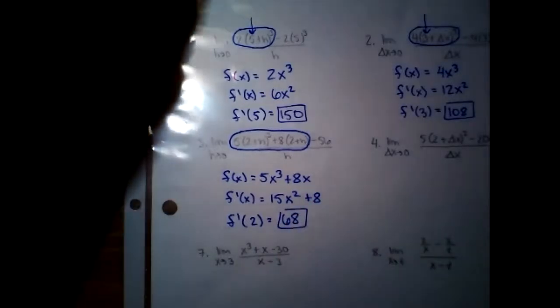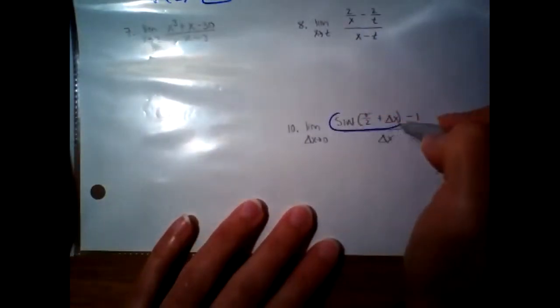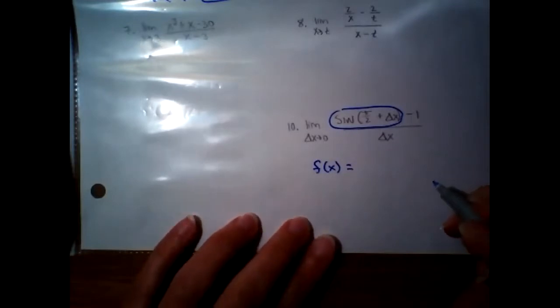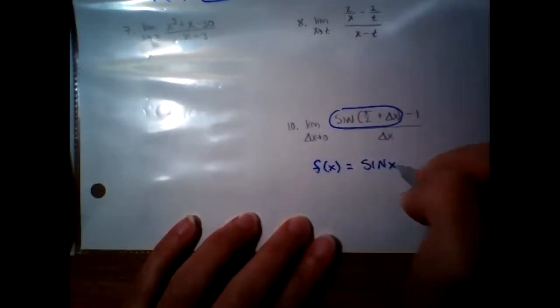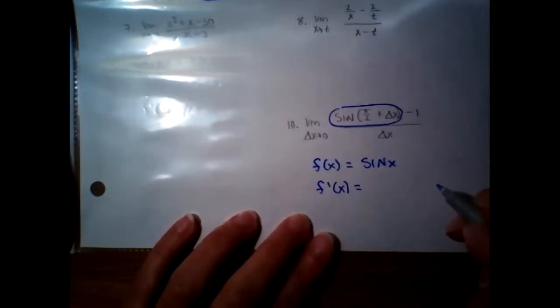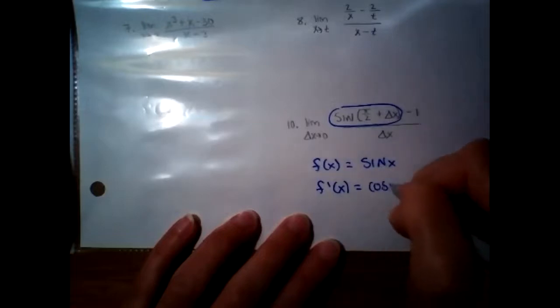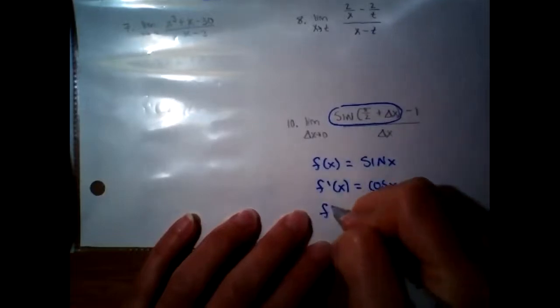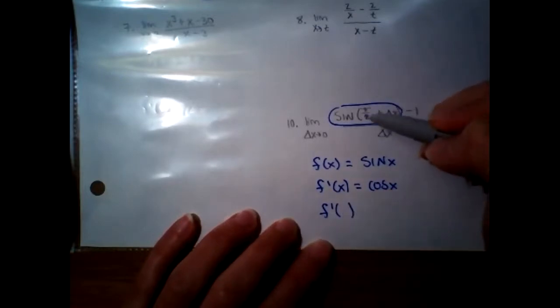Let me skip number 4 just for the sake of time here. Let me get down to number 10. What would the function be for this one? They use delta x again instead of h, but what would this function be? Yeah, good, cool. Sine of x. And so what is that derivative? Nice, cool. Cosine x. And then the value that we're plugging in is pi over 2.